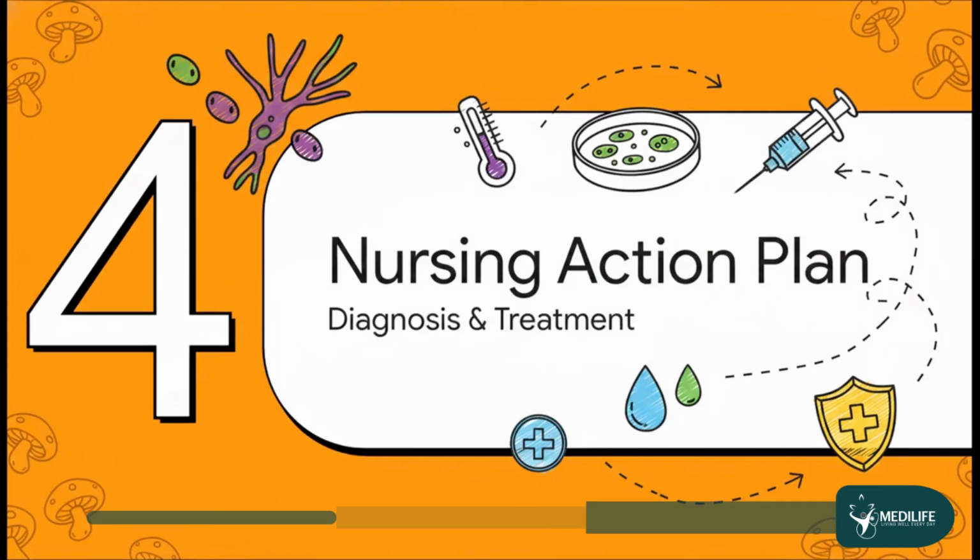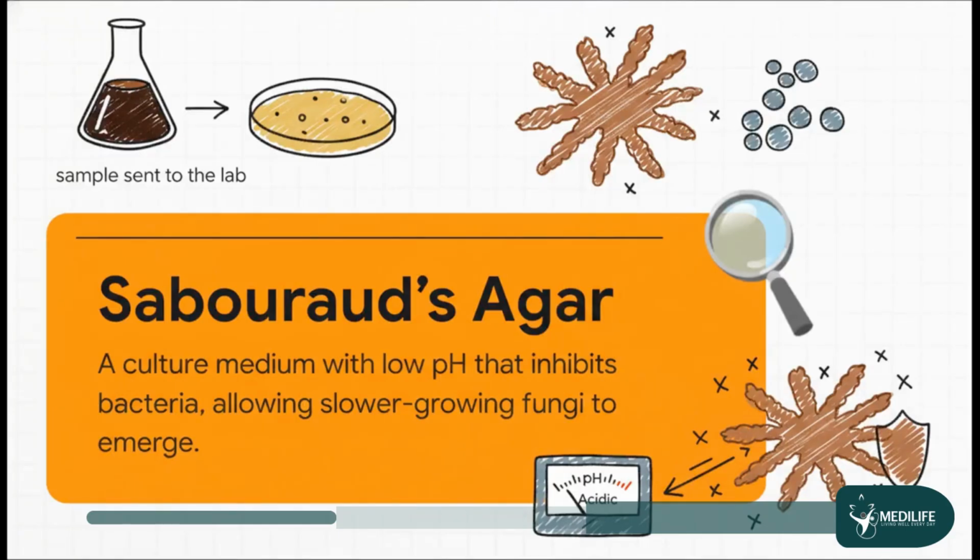Okay, you've identified the fungus, you've assessed the threat. Now what do you actually do? This is your action plan, from getting the diagnosis to administering treatment and keeping your patient safe. So the lab gets a sample. They're probably going to plate it on something called Sabouraud's agar.